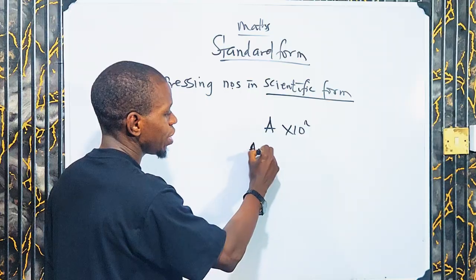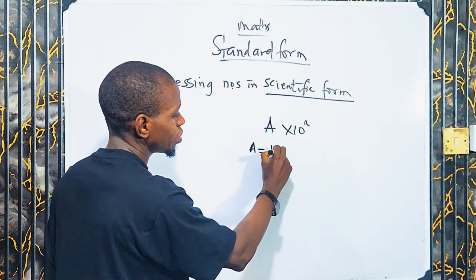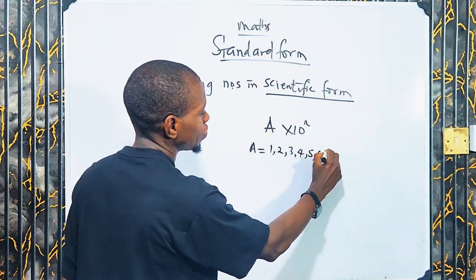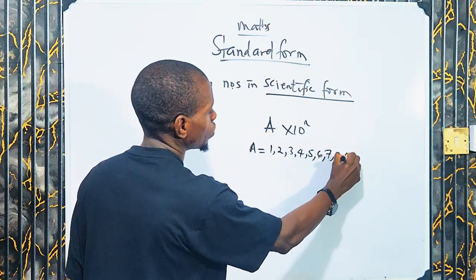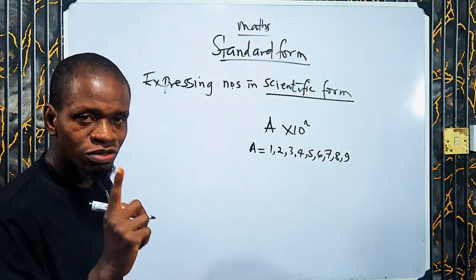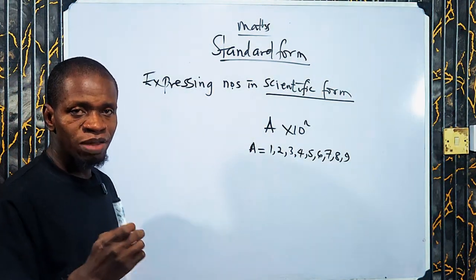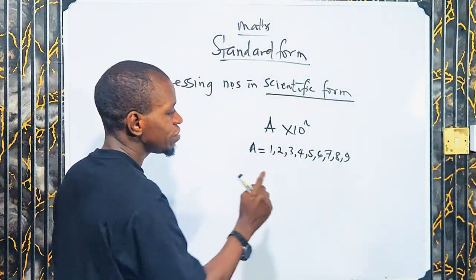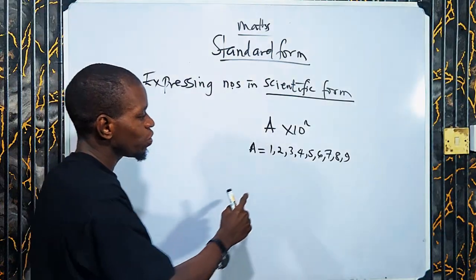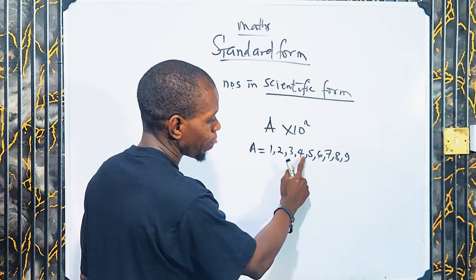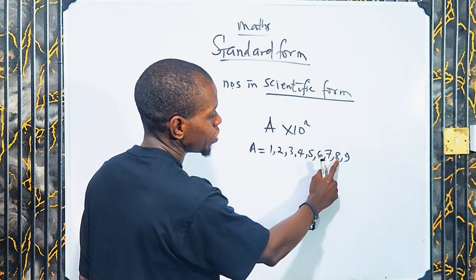This A can be any of these numbers. It can be 1, 2, 3, 4, 5, 6, 7, 8 or 9. So it means that this number can never be 0. Please take note of that. Listen carefully to what I am saying. This number must be either 1, 2, 3, 4, 5, 6, 7, 8 or 9.